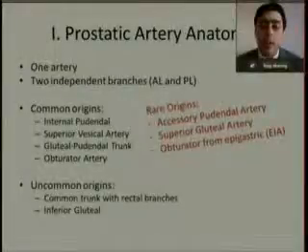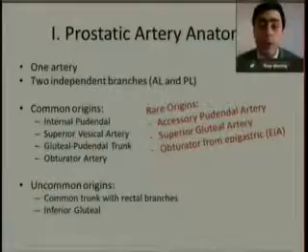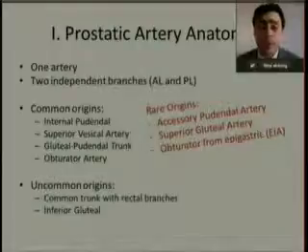So we can have it from the accessory pudendal artery, from the superior gluteal artery, and we had some cases of a prostatic artery coming not from the obturator but from the epigastric, which means the external iliac artery. That is a very, very different anatomy.